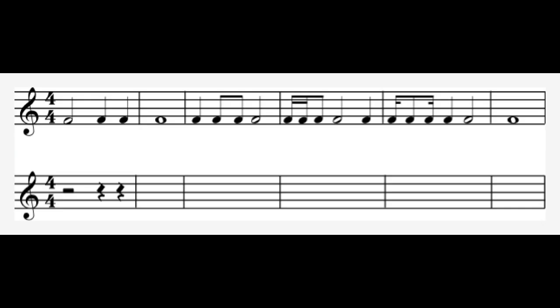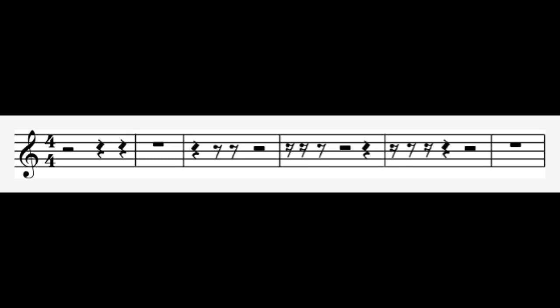For each note on the first line, write a rest of the same length on the second line. The first measure is done for you. I will supply the answers for you so that you can check your work. And here are the solutions so that you can check your work.